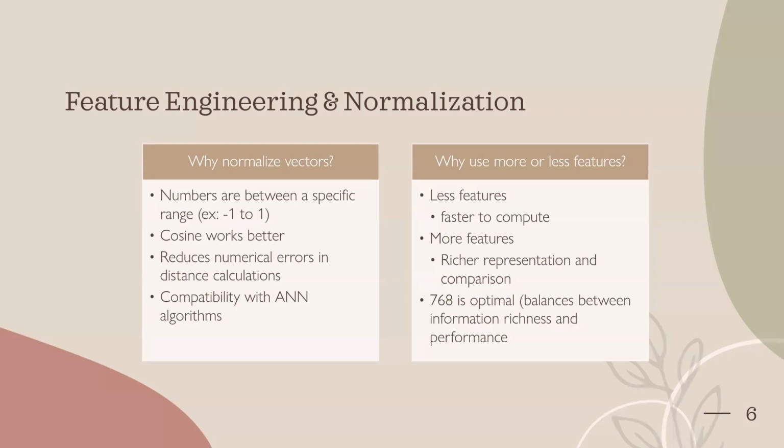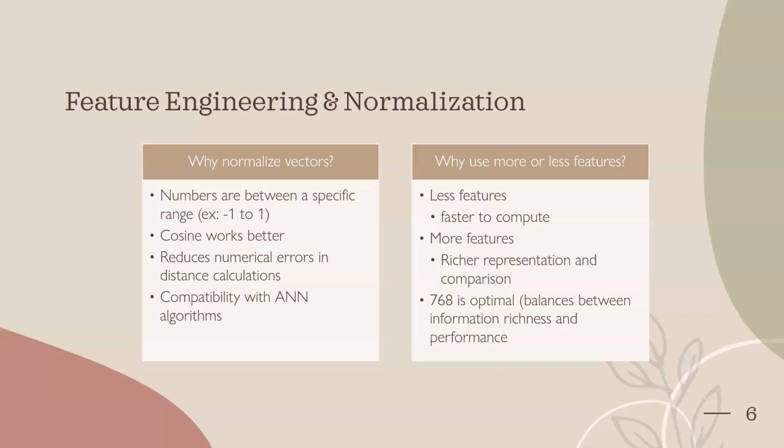Now I will talk about feature engineering and normalization for the vectors that I created. So why should vectors be normalized? Vectors are normalized by being scaled so that all values lie on a specific range. Typically, it's from -1 to 1, or it could be from 0 to 1. And this means that the length or magnitude of the vector is converted so that its length is 1. And this is also called unit vector normalization.